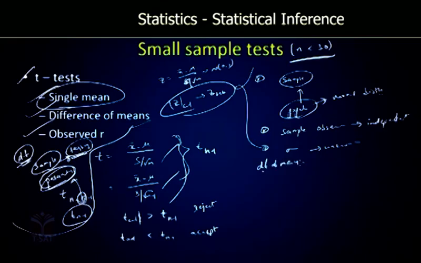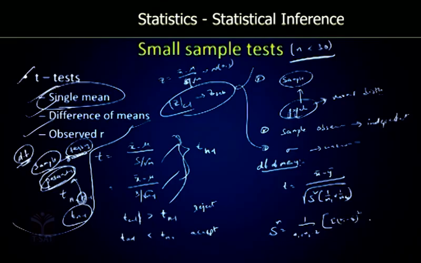The test statistic t for the difference of means is given by x bar minus y bar, the two means, divided by under root of capital S square into 1 by n1 plus 1 by n2, where this capital S square we can calculate using 1 by n1 plus n2 minus 2 into summation of xi minus x bar whole square plus summation of yi minus y bar whole square, and it follows t distribution with n1 plus n2 minus 2 degrees of freedom.